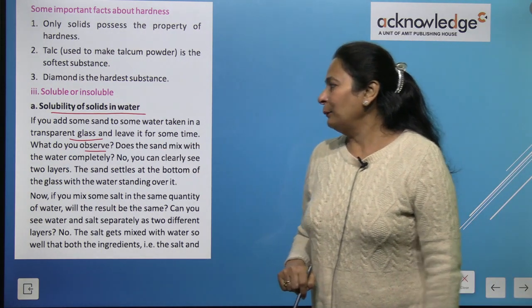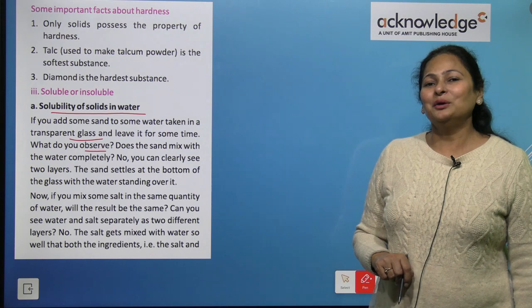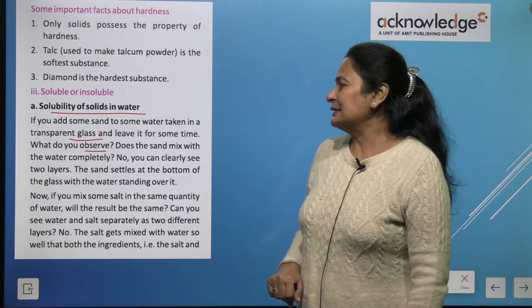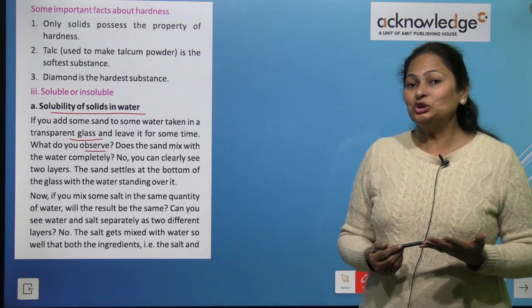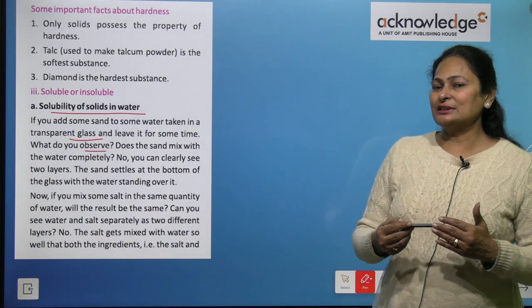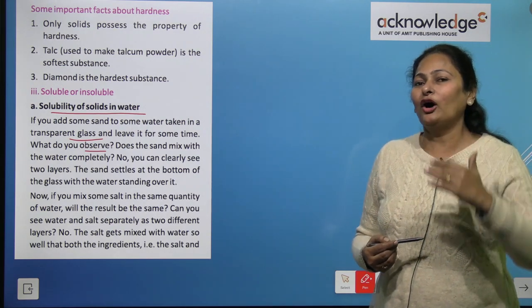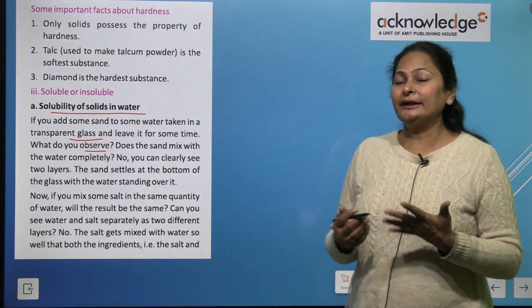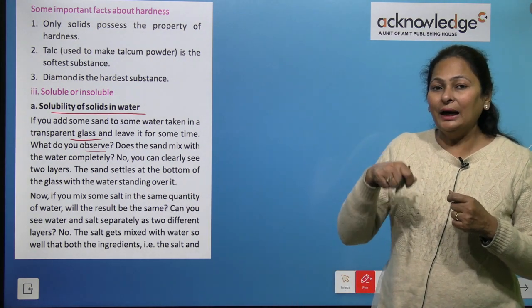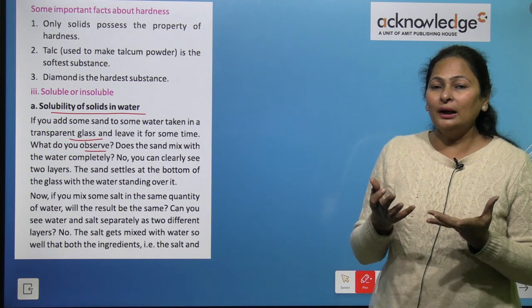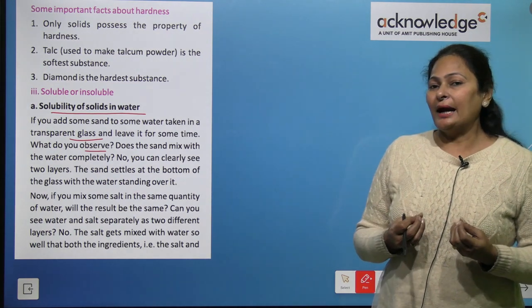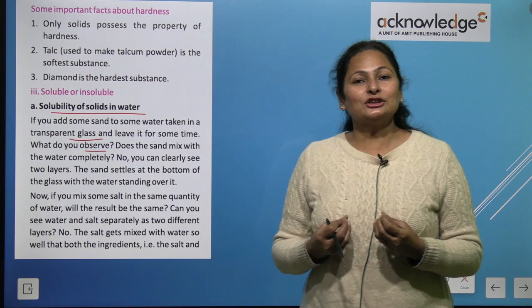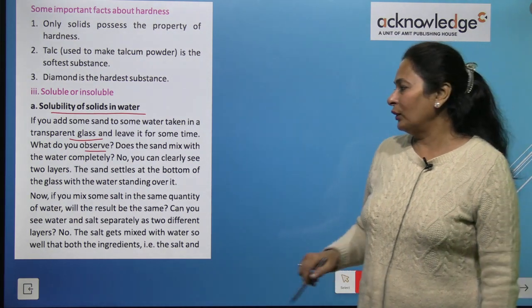So does the sand mix with the water completely? No. No, it is the two layers. One is the layer of sand and other is the layer of water. So it is not dissolving. मतलब मिलाना. Dissolve means घुलना, right? So sand is not dissolved completely in the water, right?